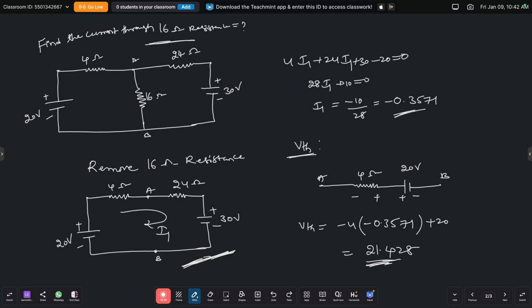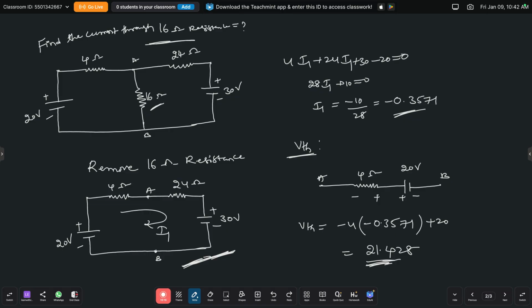So coming to the question. So this is the question. For this circuit, we need to find the current through the 16 ohm resistance. So the current through the 16 ohm resistance, we get 1.102. So this is solved by using Thevenin's theorem.